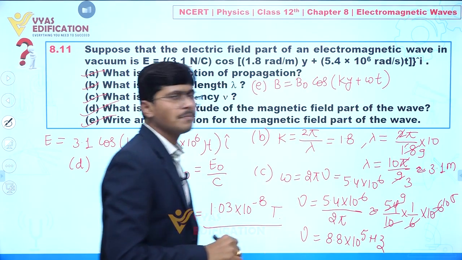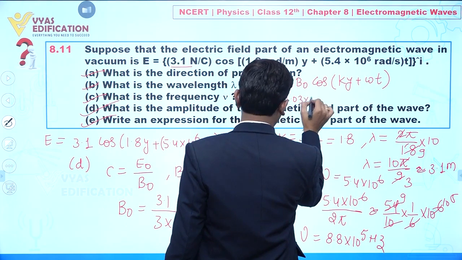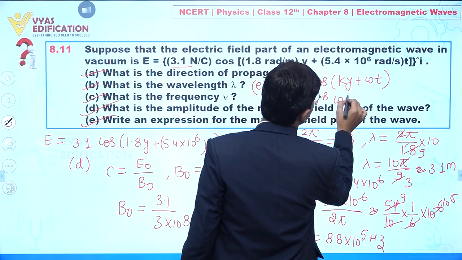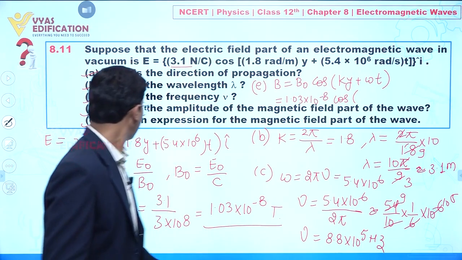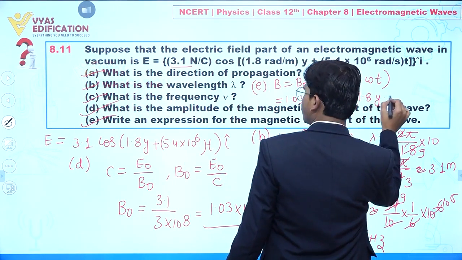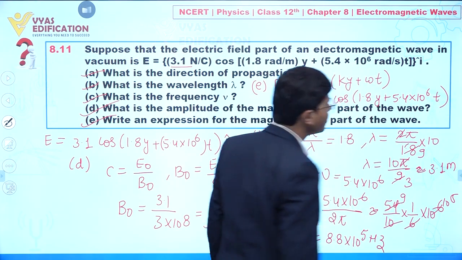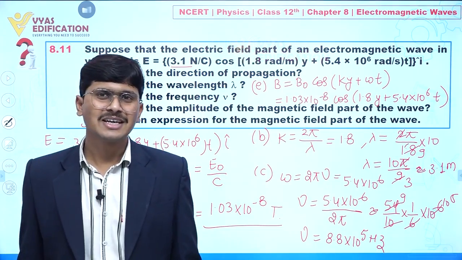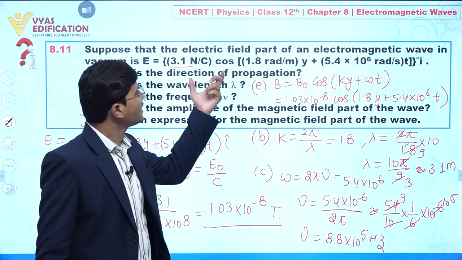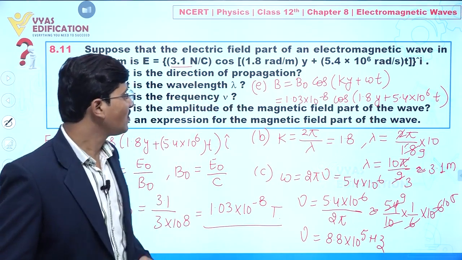Now we can put in values. B naught is given to you as 1.03 into 10 to the power minus 8 cos. The value of k we have is 1.8. So 1.8 y plus 5.4 into 10 to the power 6 t. You can write the units here also, because in the given expression it is written in terms of units. So this is all about this question.